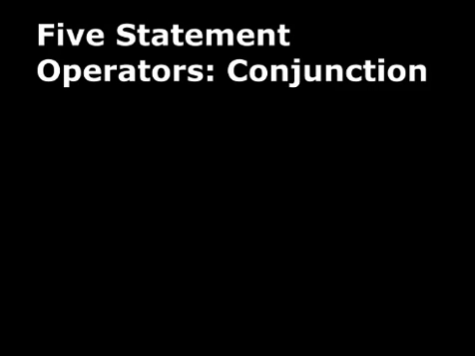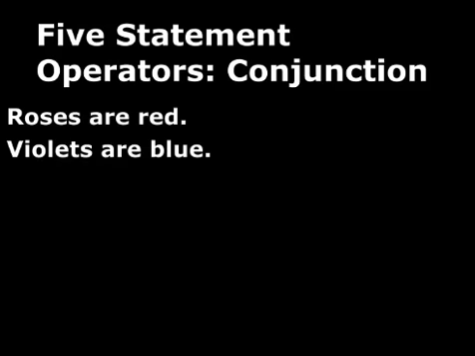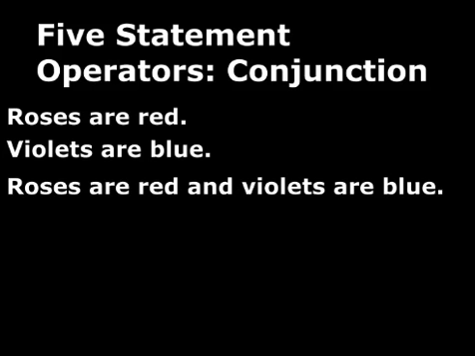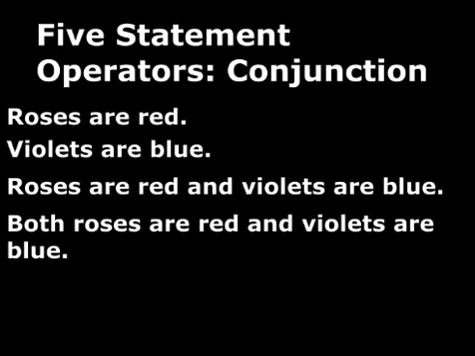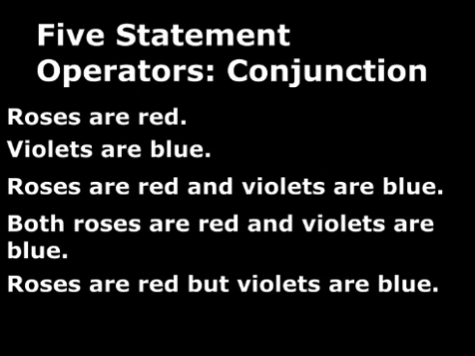Next up, conjunction. So here's a couple of atomic statements. Roses are red, violets are blue. And here's a conjunction. There's a number of ways in English to make conjunctions. Roses are red and violets are blue. Both roses are red and violets are blue. Roses are red, but violets are blue. You might think that's different, but it's really not. All of those are basically saying that both of these atomic statements are true.